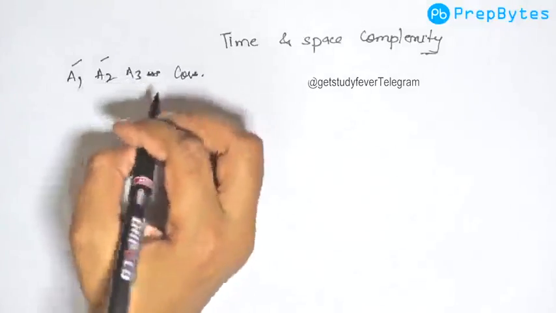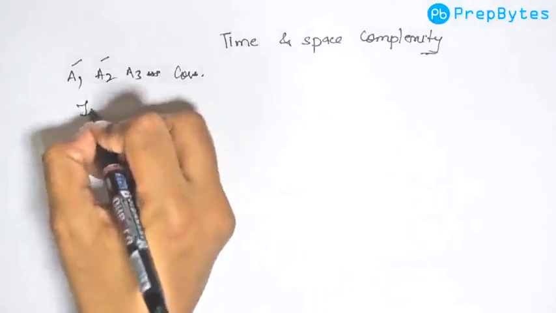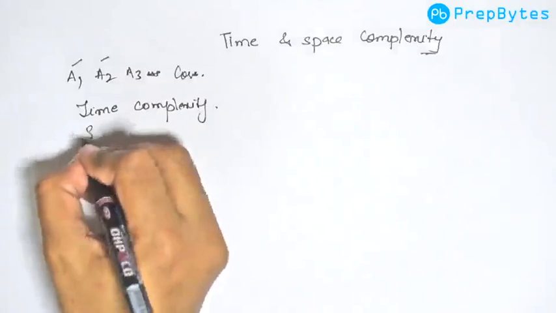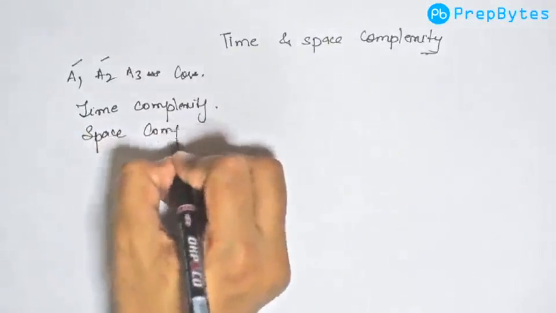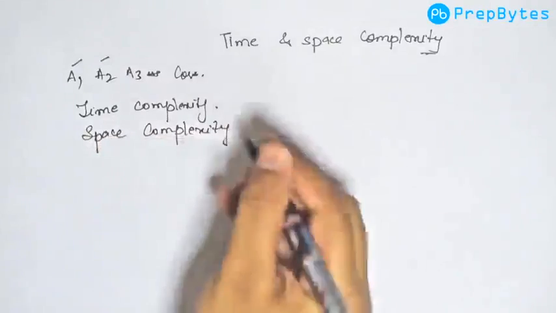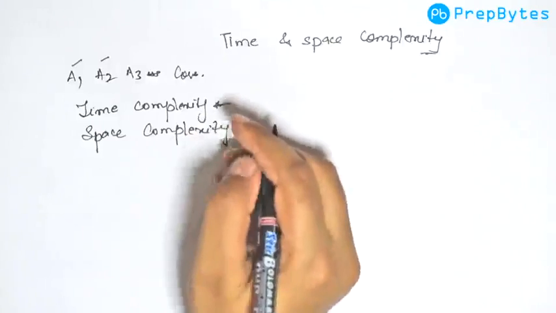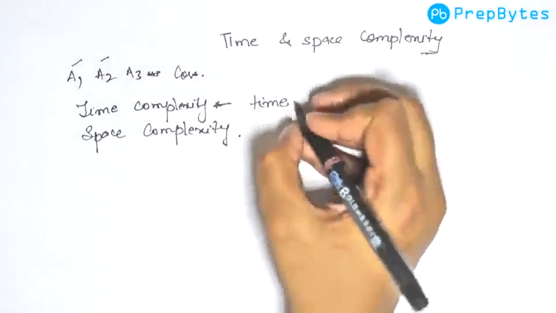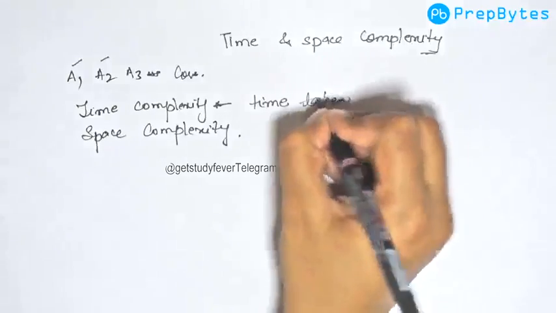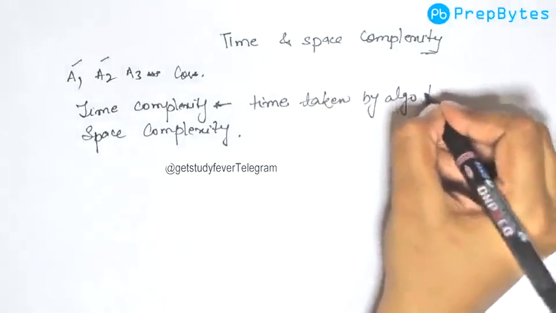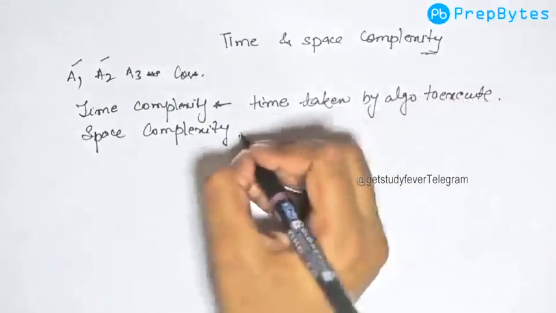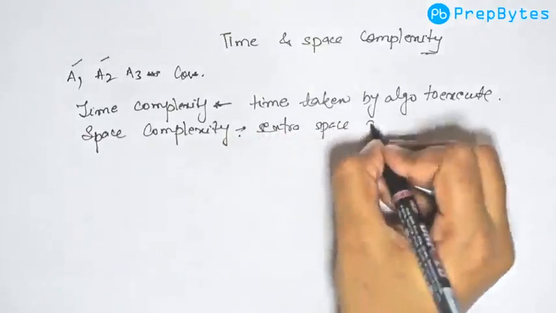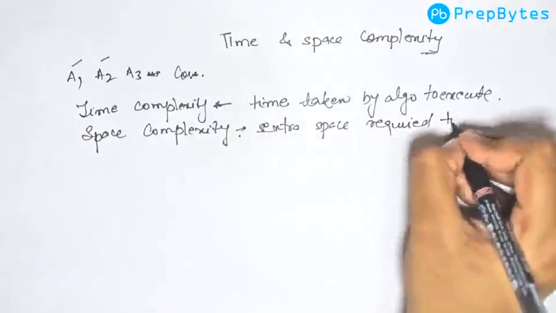So, the criteria for choosing a particular algorithm are time complexity and space complexity. The time complexity of an algorithm is the time taken by the algorithm to execute completely. Similarly, space complexity is the extra space required by an algorithm to get executed.